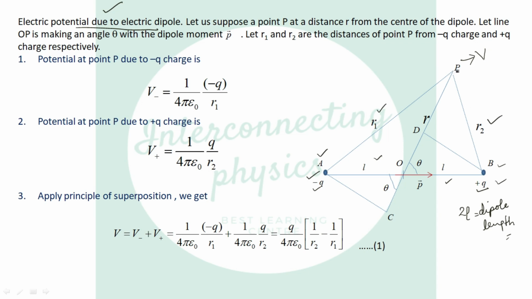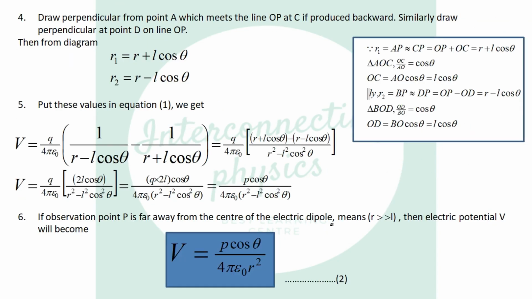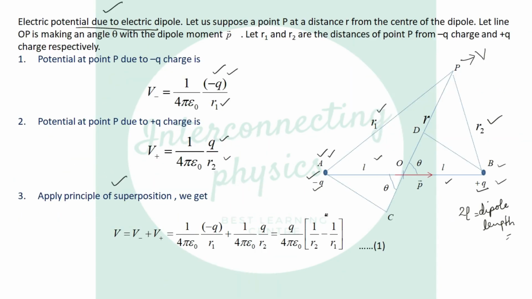Now, let us calculate the potential at point P due to minus q charge. It is V minus equals 1 over 4 pi epsilon naught times minus q over r1, because I have already told you, if the charge is negative, the potential will be negative. Potential at point P due to plus q charge is 1 over 4 pi epsilon naught q over r2. Apply the principle of superposition to these values and you will get q over 4 pi epsilon naught times (1 over r2 minus 1 over r1). Now you see here, we don't know the values of r1 and r2. We have just assumed them. So we have to convert the r1 value in terms of dipole length L and the known value r.